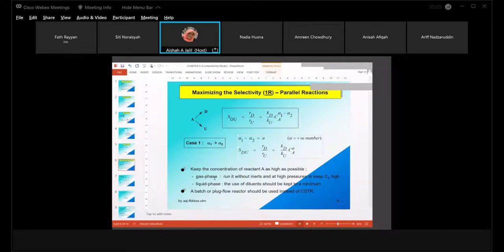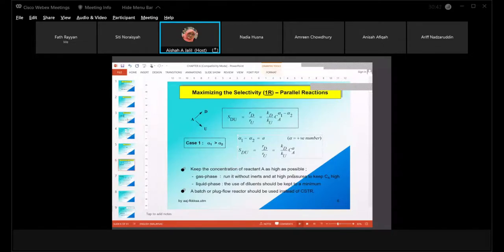So in gas phase reaction, you have to run it without inerts. What are inerts? Inerts may be helium, maybe nitrogen, maybe argon, something like that. So you want the CA big. So please run without inerts, or with inerts if the reaction cannot go without inert, just put a low concentration of inert, and then keep the CA high, okay?